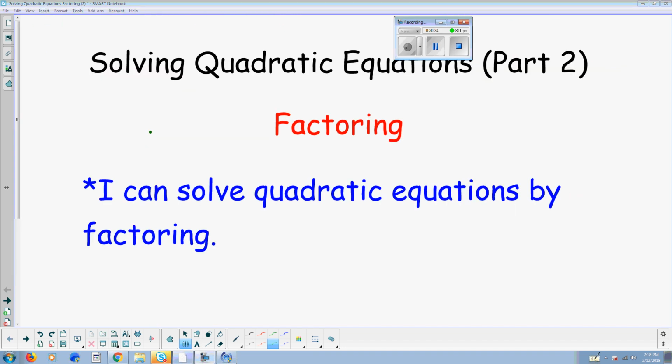So I hope this helps you with another method, a second method for solving quadratic equations. We now have learned how to solve a quadratic equation and get real solutions by graphing. We also have learned how to solve quadratic equations by factoring. And we've got a couple more methods coming your way soon. So hopefully this helps you understand our lesson, and good luck with your assignment.